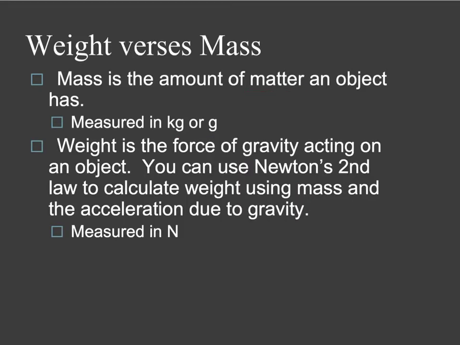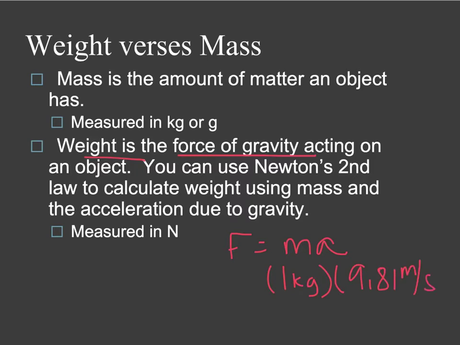Weight is slightly different because weight is the force of gravity acting on the object. You can use Newton's second law to calculate weight using mass and acceleration due to gravity. So if we did that, we would just use our equation. If we looked at the box we had before, we had a mass of 1 kilogram. We're going to multiply it by acceleration, which is 9.81 meters per second squared. And that will give us our force of gravity. Okay, again, force of gravity. And that would just be 9.81 newtons. So they're two different things.